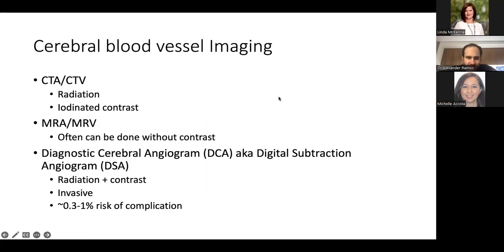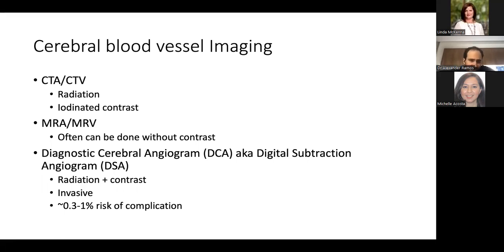So first of all, you suspect your patient has a problem with a blood vessel. What are the imaging modalities you can use for blood vessels? There are three major ones. One is a CTA/CTV, and that's really just a CAT scan of the head, and you inject contrast and take the pictures while the contrast is going through the arteries or the veins. So that's a CT arteriogram or a CT venogram. The downsides are you have to give radiation and iodinated contrast, which can hit the kidneys, and some people are allergic to it.